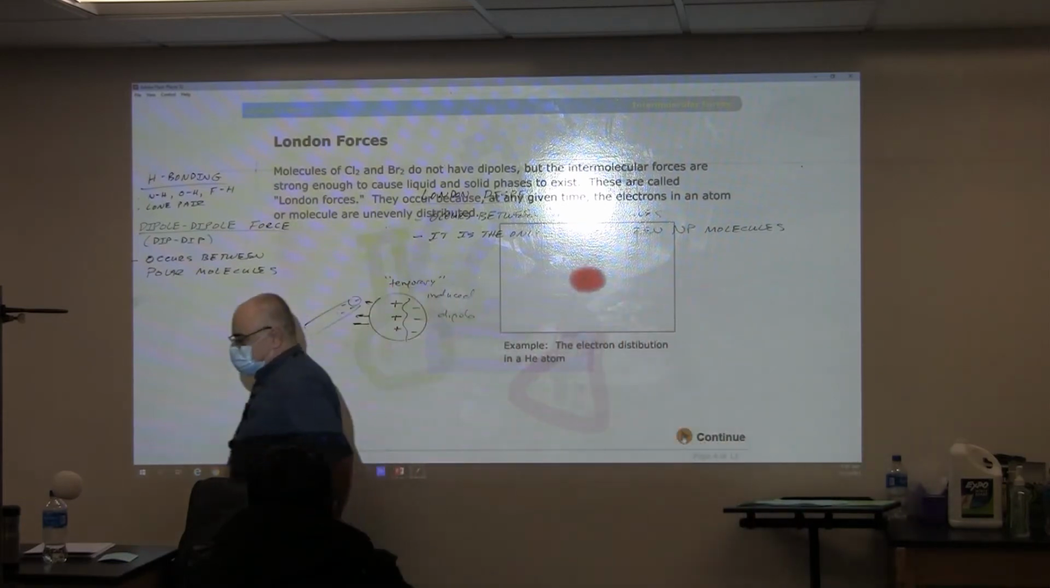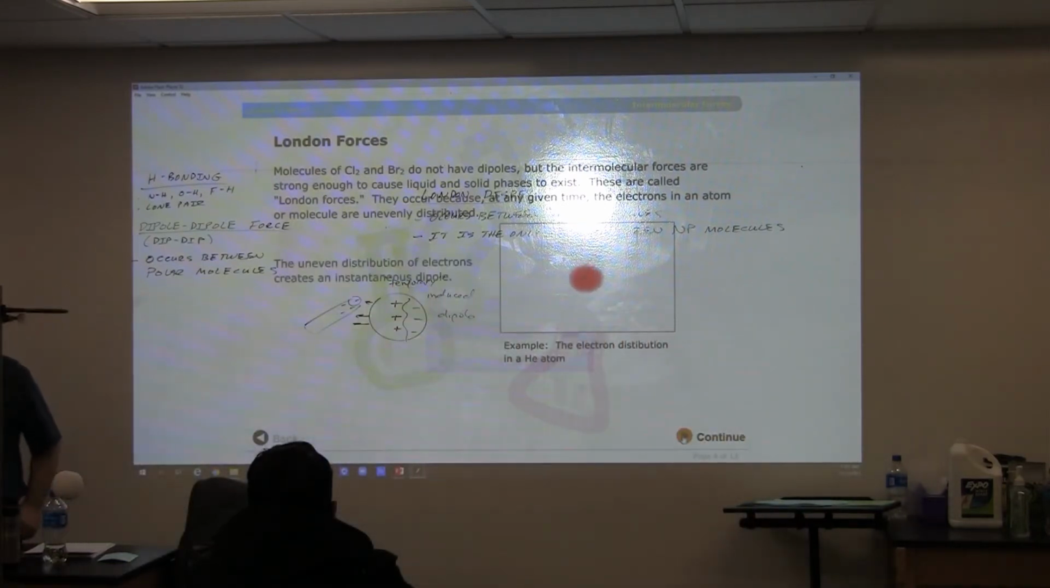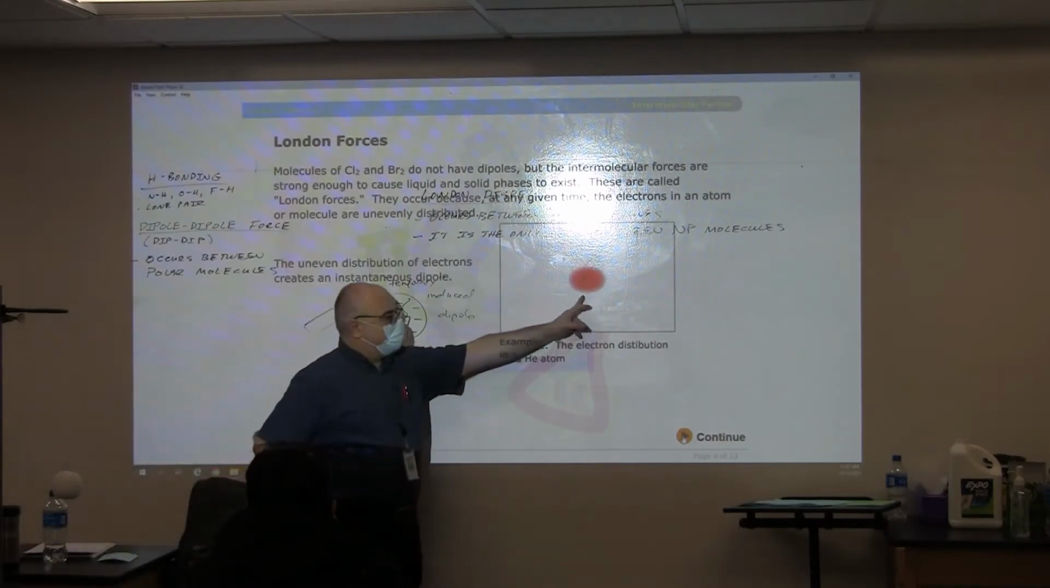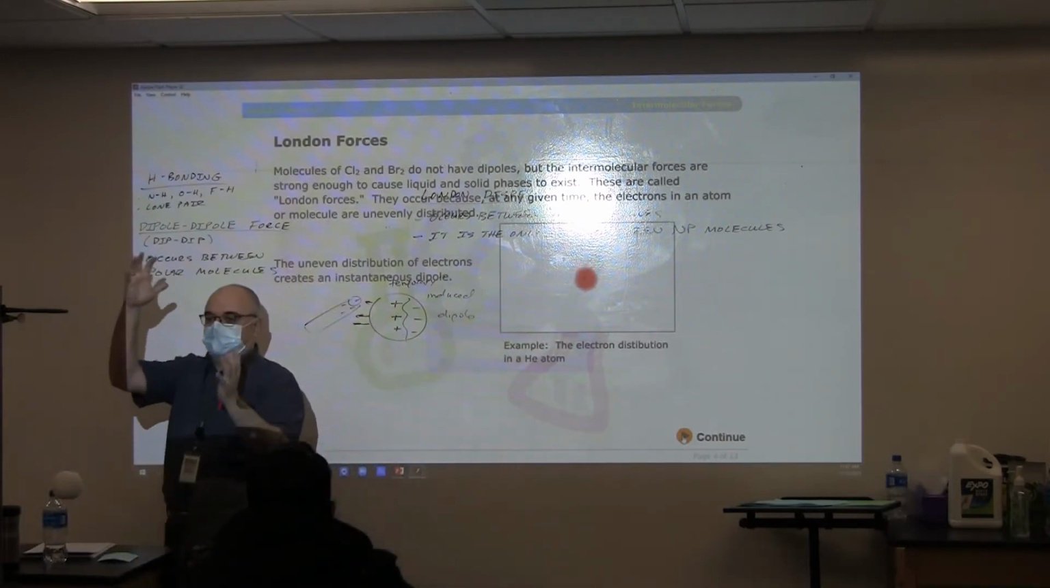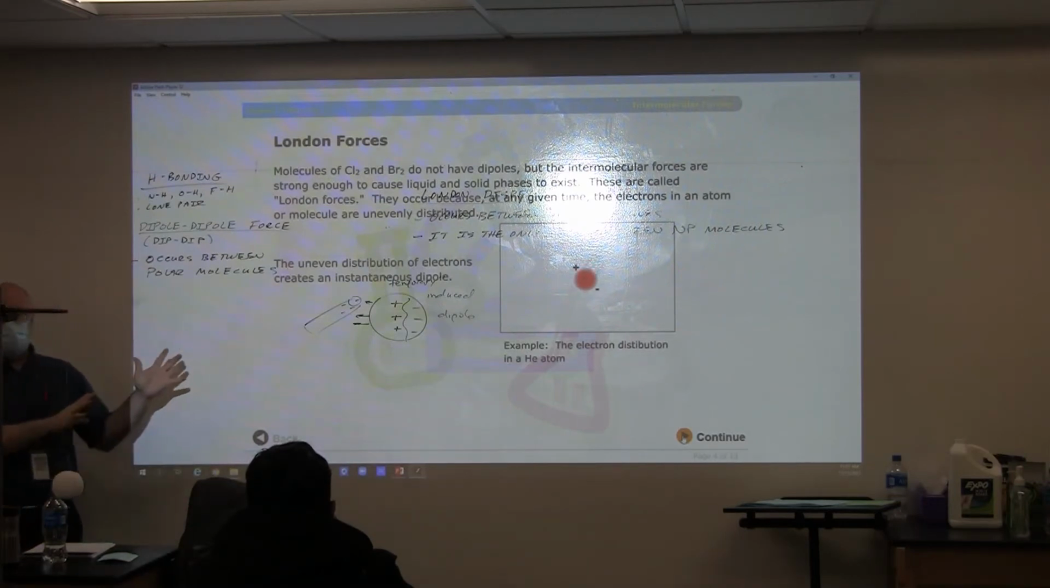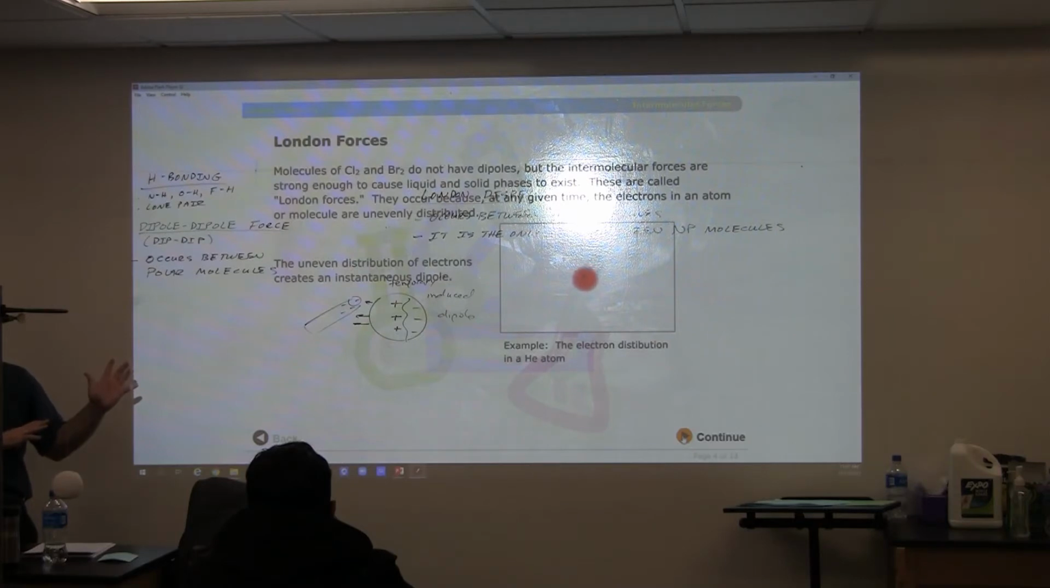But while it's fluctuating, look at what happens. At any given moment, there's a little temporary dipole that's just random fluctuation. So even though it's a nonpolar molecule, the fact that the electron cloud is just kind of jiggling at any given moment makes it lean one way or the other. Can you swallow that idea just conceptually? It's just randomly jiggling, like if I had a water balloon and I slapped it, or a bowl of Jello.